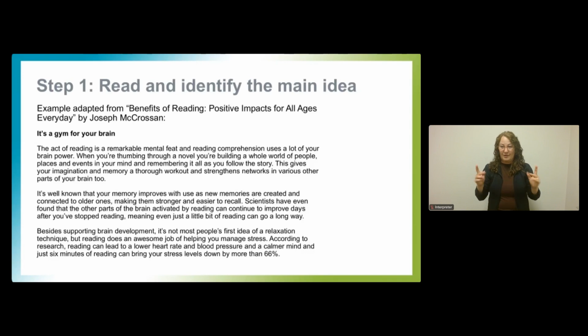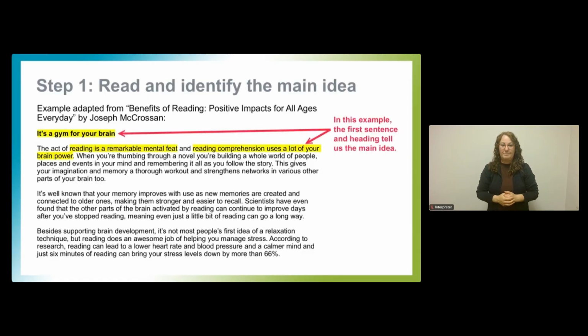Okay, let's now identify the main idea as step 1. So I've highlighted what I feel is the main idea in this text sample. I've highlighted "It's a gym for your brain," and also some sections of the first sentence. So reading is a remarkable mental feat. So I've highlighted that. Reading comprehension uses a lot of your brain power. Okay, so I've highlighted that as well.